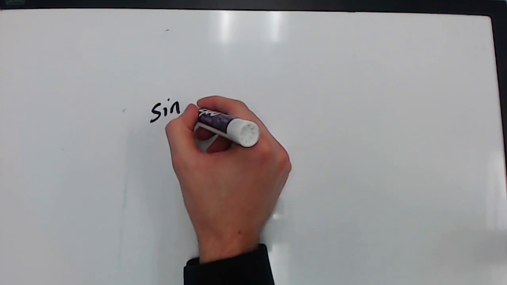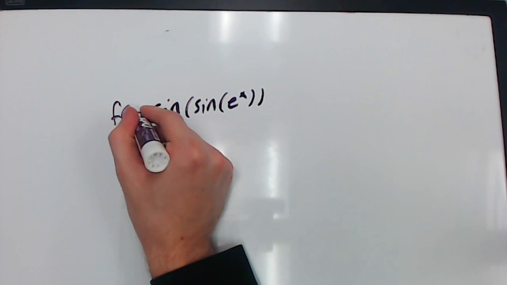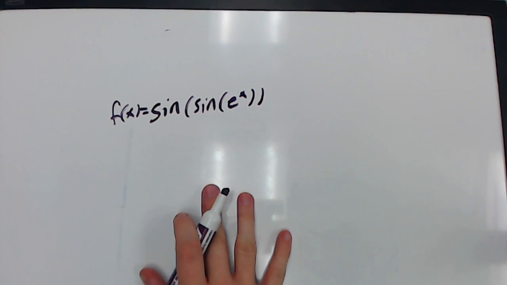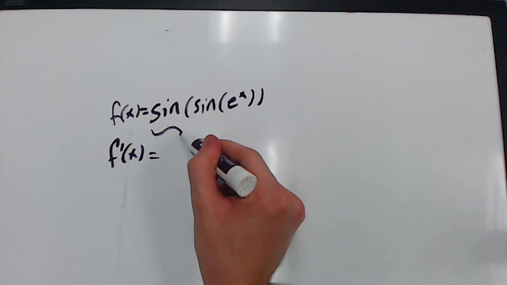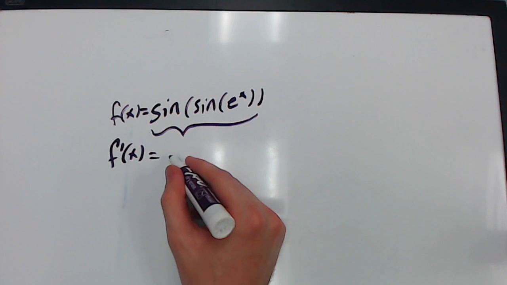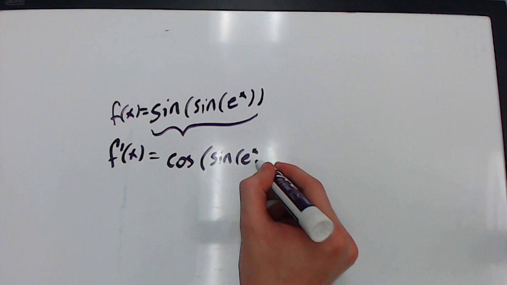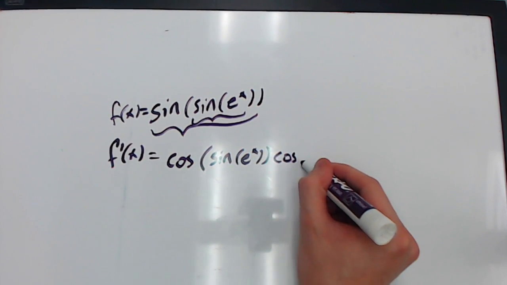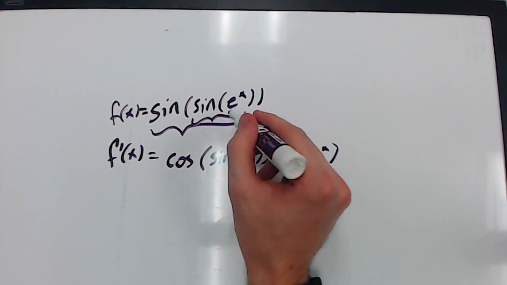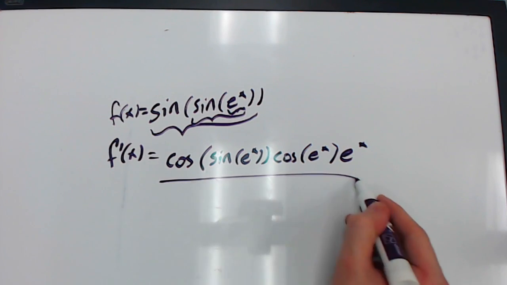And our last example, we have sine of e to the x. Stop the video now. All right, so to take this derivative, we're going to follow the same procedures. So the outside, leaving the inside the same. So we'll have cosine of sine of e to the x multiplied by the derivative of the inside, which would then be cosine, keeping the inside the same, so e to the x, then multiply by the derivative of the inside, which is e to the x. And that would be our final example.